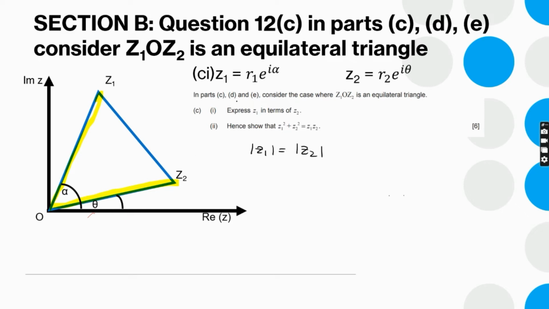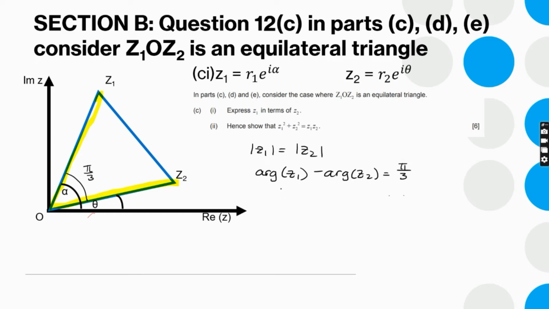Okay, and you're told further that Z1 O Z2 is an equilateral triangle. So that implies that the angle between Z1 and Z2 is actually pi over 3, which is 60 degrees. So that means that the argument of Z1 minus the argument of Z2 will give you pi over 3. Okay, and so I can see some connection there.